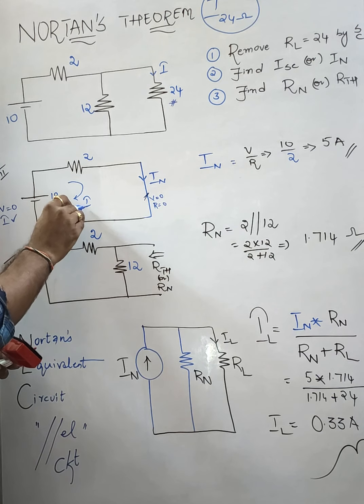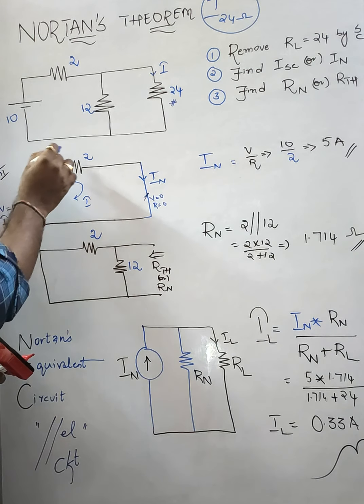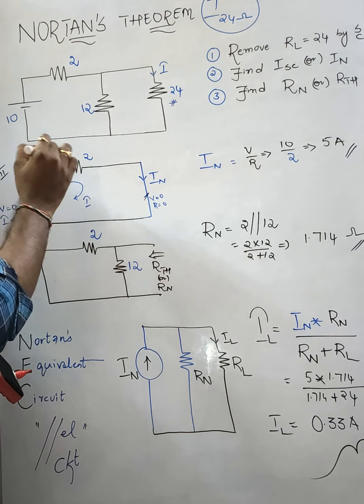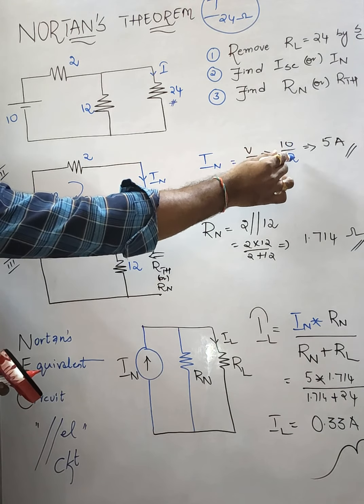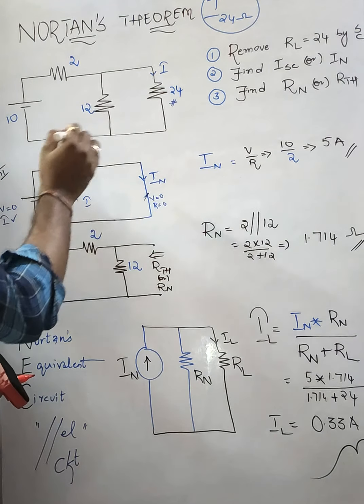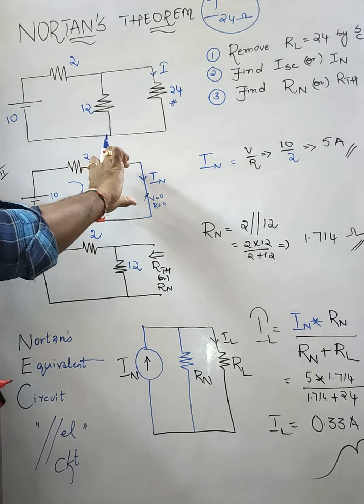Now we can find the current, which is I Norton. I equals V divided by R. We have only 2 ohms right now, as the 12 is short circuited. So the current is 10 divided by 2, which is obviously 5 amperes. That is the Norton current, our second step.